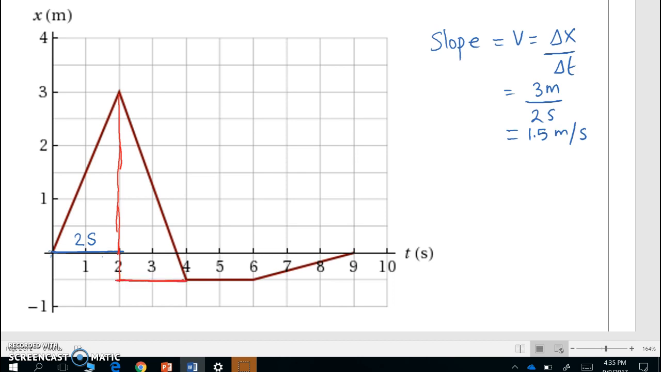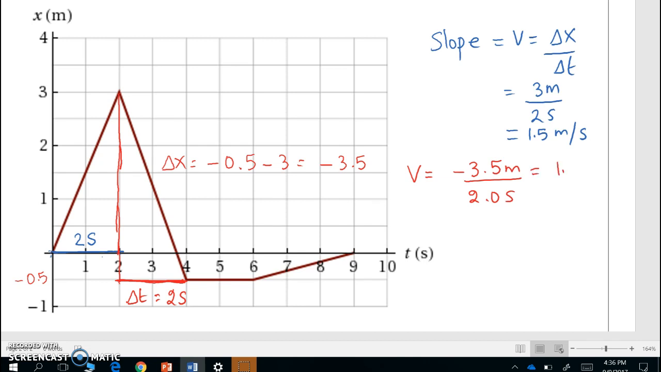So this is my change in position, which is going to be negative 0.5 because 2 units make 1 meter, so this is going to be negative 0.5. So it started at 3 meters and ended up at negative 0.5, so delta x is negative 0.5 minus 3, which is minus 3.5. Delta t is 2 to 4 seconds, which is 2 seconds. So our velocity is negative 3.5 meters over 2 seconds, which will be negative 1.75 meters per second.